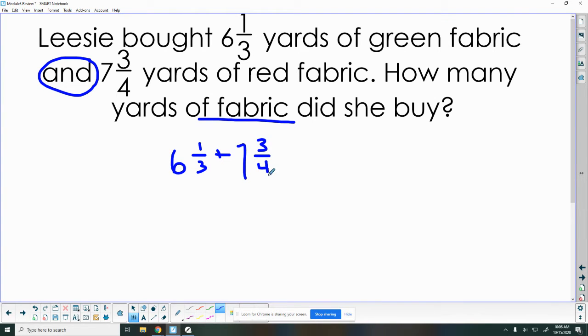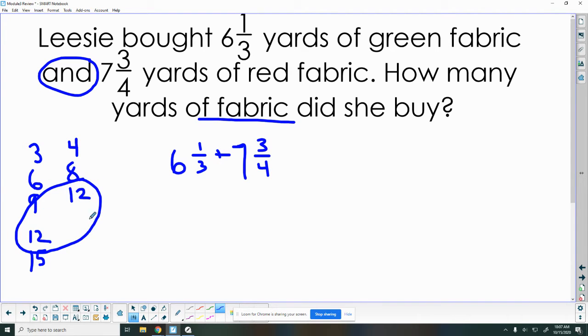On this one, it won't matter if you put the 7 in front, but when I'm adding, I usually put them in order. So I need a common denominator since I'm adding. I can't put pieces of 3 and 4 together. They're just not going to mix. So I need to find my least common multiple. So 3, 6, 9, 12, 15. So I'm just skip counting here. 4, 8, 12. So we have 12 as our least common denominator.